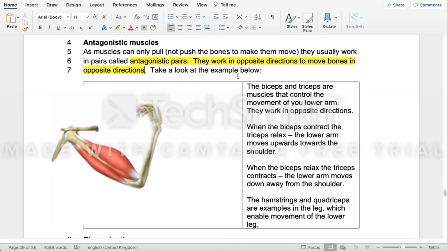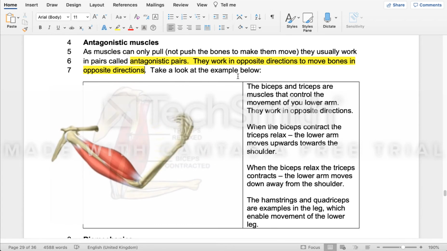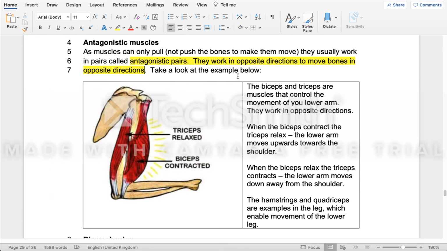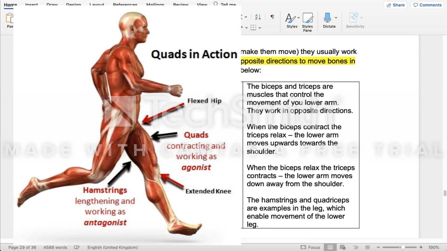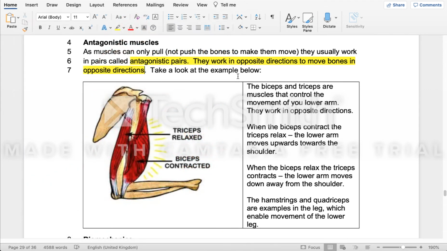And you actually have the same antagonistic pairs in your legs as well. So your hamstrings and quadriceps are in your upper leg, between the knee and your hip. Your quadriceps are going to be in the front, while your hamstrings are in the back. And this allows you to move your lower leg, so your tibia and your fibula.